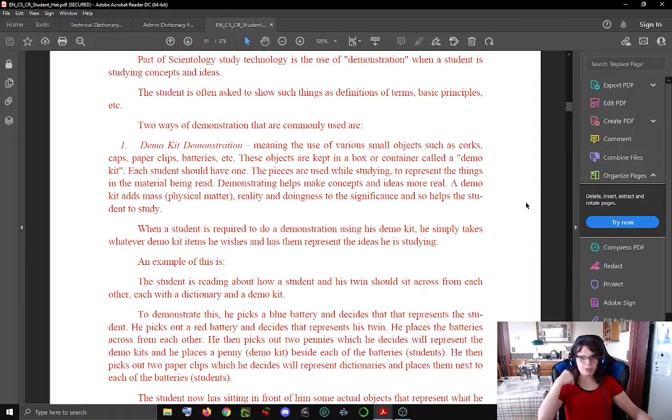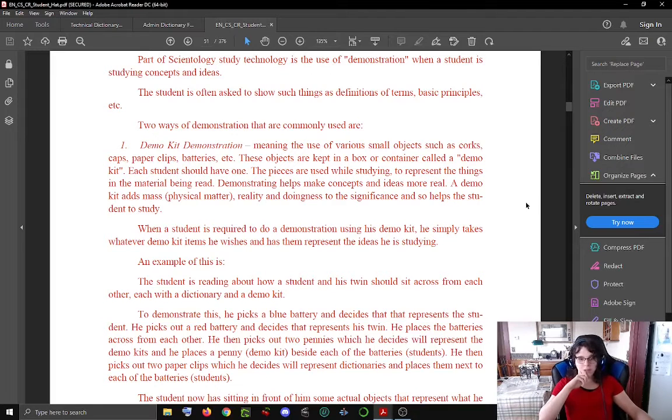Two ways of demonstration that are commonly used are demo kit demonstration, meaning the use of various small objects such as corks, caps, paper clips, batteries, etc. These objects are kept in a box or container called a demo kit. Each student should have one. The pieces are used while studying to represent the things in the material being read. Demonstrating helps make concepts and ideas more real. A demo kit adds mass or physical matter, reality, and doingness to the significance, and so helps the student to study.